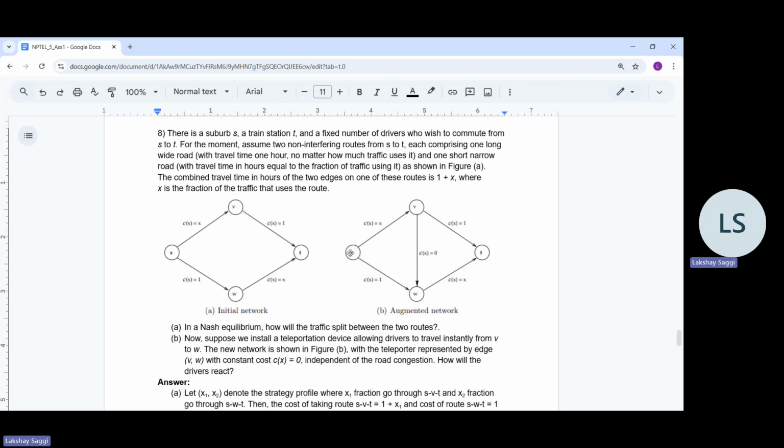Basically, everyone going out from S meets at W, because some people go from S to V and some people go directly from S to W. But everyone who goes to V comes back to W. So now the fraction of people coming to W is equal to 1, because everyone is taking the W to T path, since everyone is going from S to V to W to T or directly from S to W to T. So now the cost for W to T will be equal to 1. Since everyone is taking this path, the cost will actually be equal to 1.